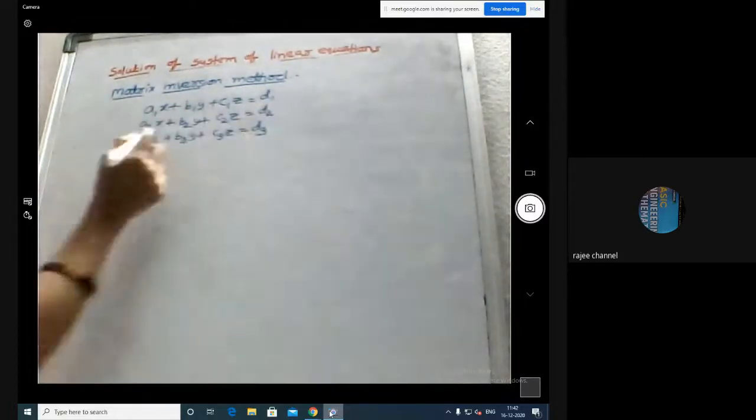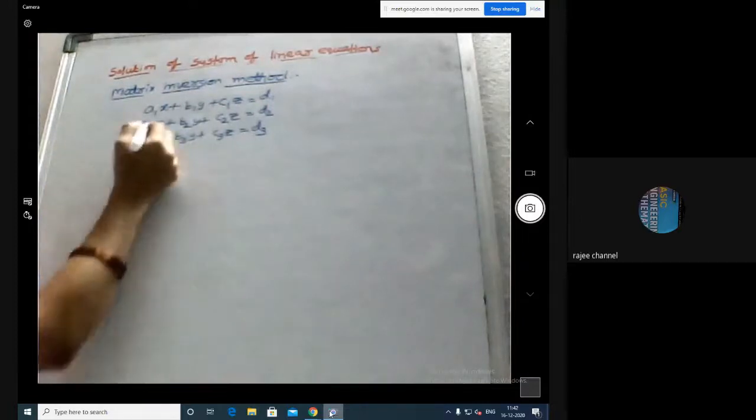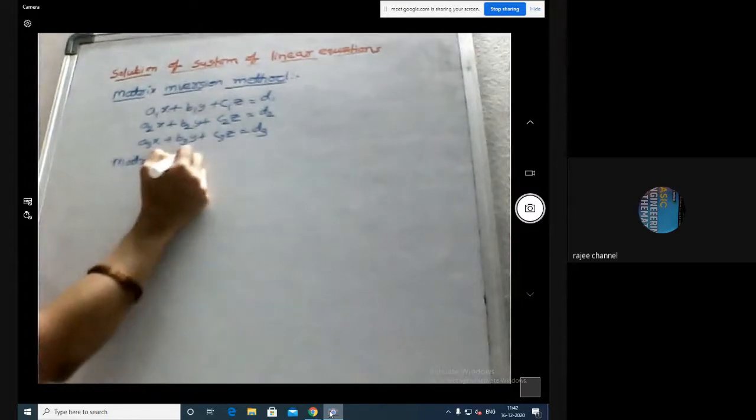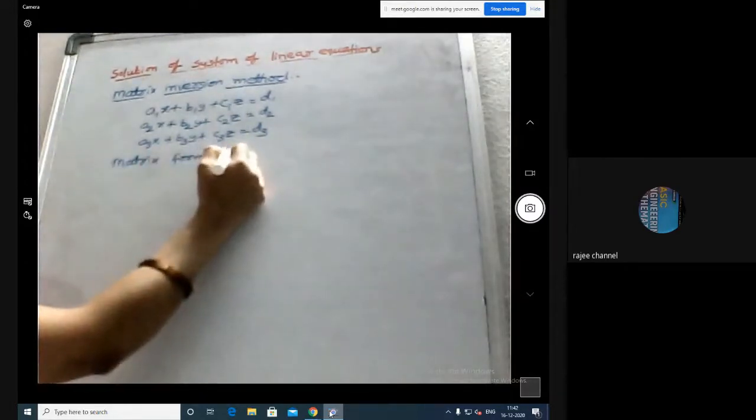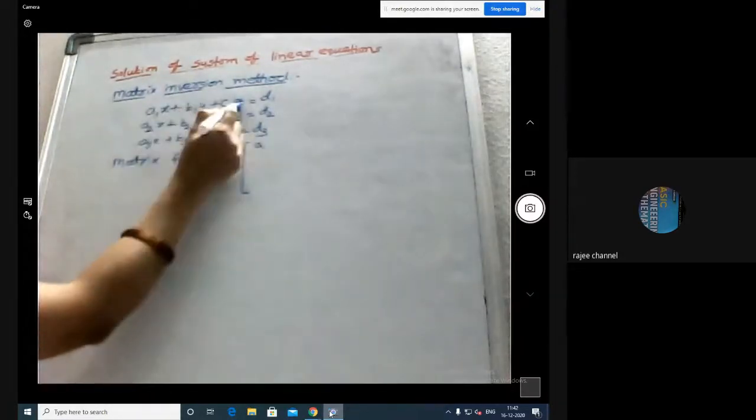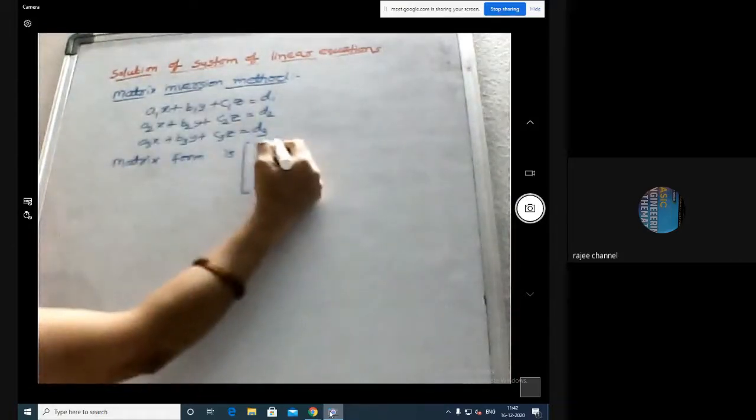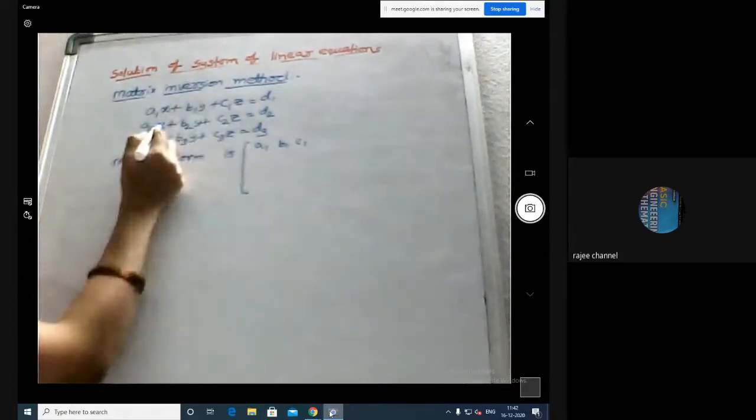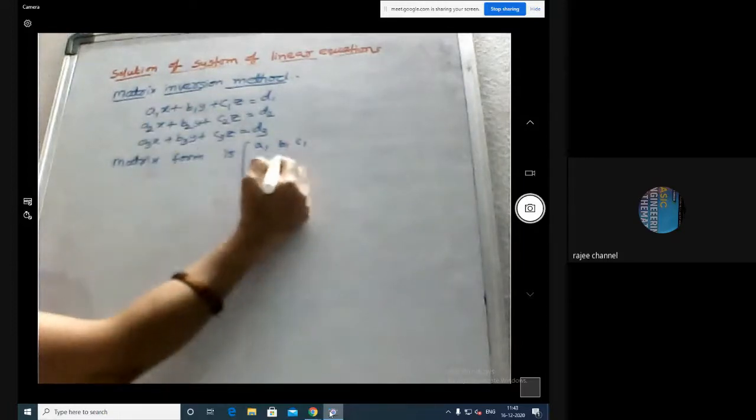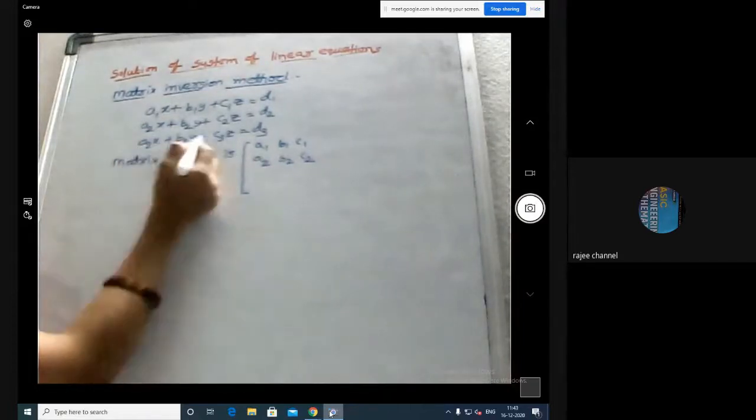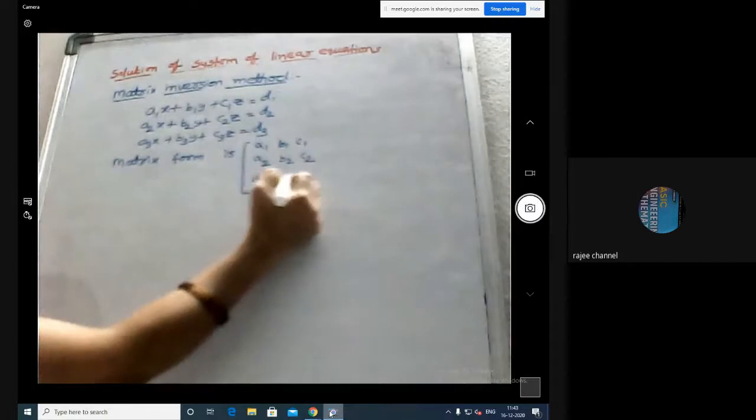For these linear equations, you can write the matrix form. The first equation's coefficients of x, y, z are taken as the first row of the matrix: a1, b1, c1. The second equation's coefficients are taken as the second row: a2, b2, c2. Next, the third equation's coefficients are taken as the third row: a3, b3, c3.